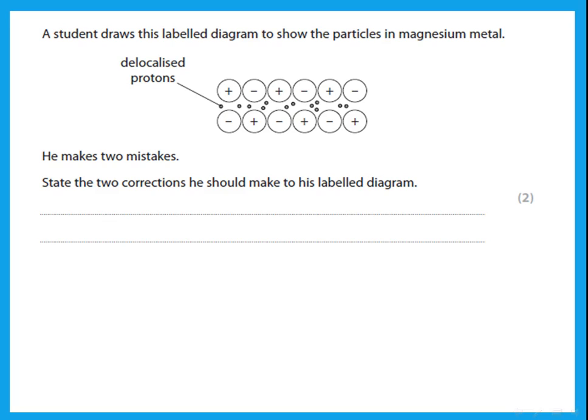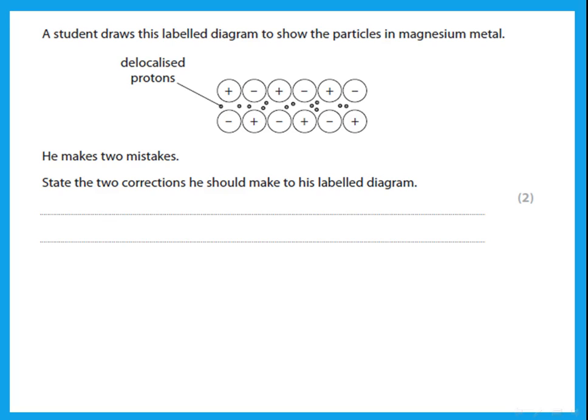Okay, so this is a typical question that you could have about structure of metals. So a question could say, a student draws this labelled diagram to show the particles in magnesium metal. He makes 2 mistakes in this diagram. State the 2 corrections he should make to his labelled diagram. So what's wrong with this diagram? This is a diagram of what?